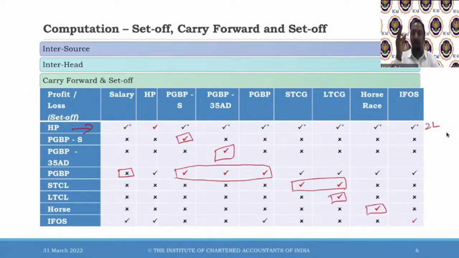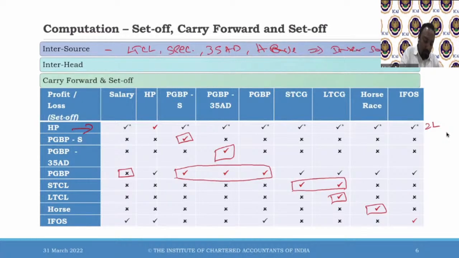So things like your horse race, long-term capital gain, speculative loss, third specified business loss. These four things, even inter-source is not allowed. So when I say this, let's say long-term capital loss, then your speculative, 35AD and horse race. So this inter-source is also not allowed.